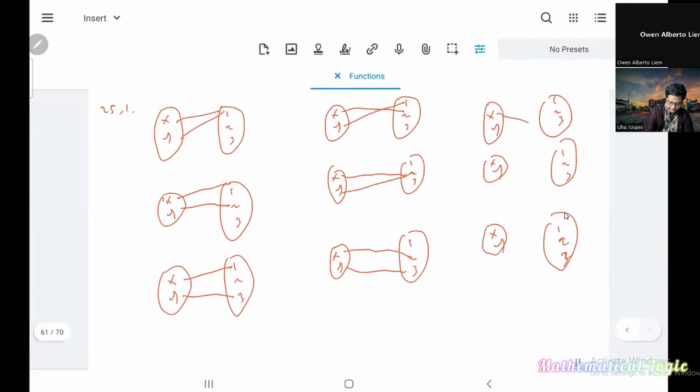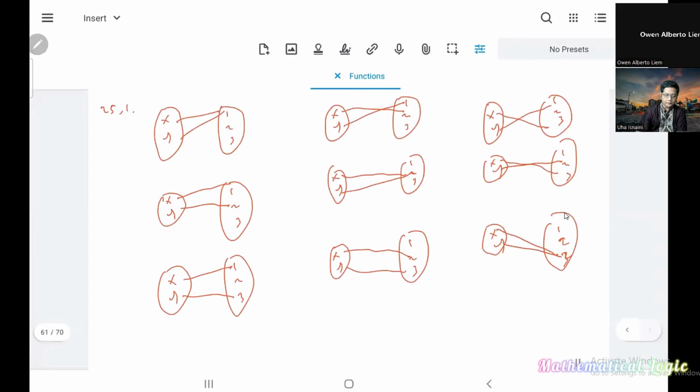And then X goes to 3, Y goes to 1, X goes to 3, Y goes to 2, X goes to 3, Y goes to 3. Okay. So this one cannot be surjective. Why? Because imagine if you only have 2 balls and 3 boxes. It is impossible to fill all boxes because you lack balls. So it should be clear, it cannot be surjective.